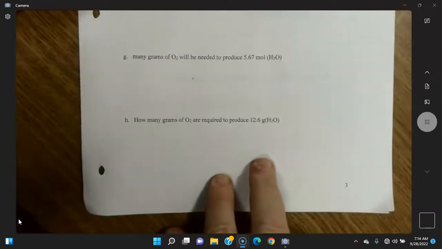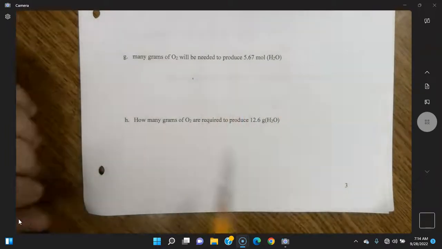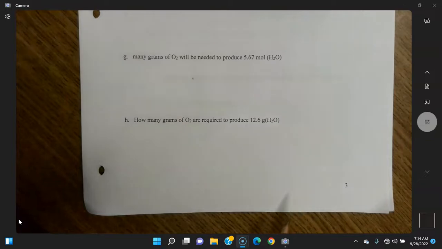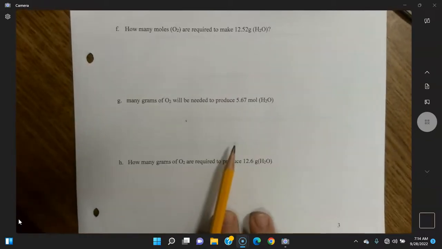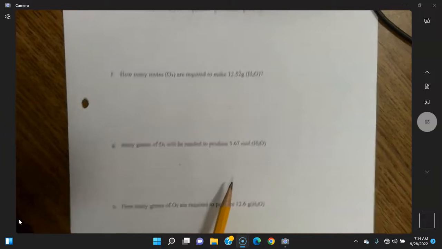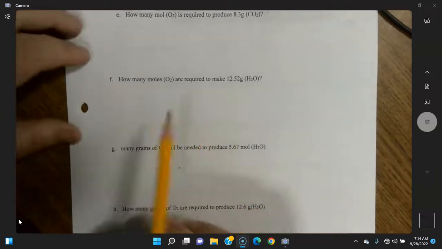So we're going to jump down to H. Down here, the rest of them are grams to moles, moles to grams. I may go back and do one of those. Let's do one that goes the other way. I will do F first, okay?